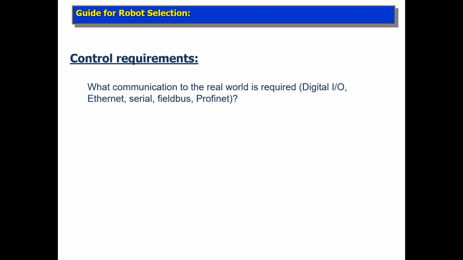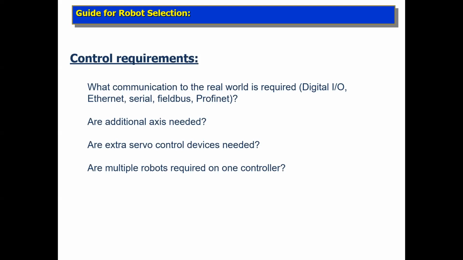Then which control do we need? Some digital input output, or Ethernet, some serial connections, field bus, Profinet. Do we need maybe some additional axes? And that's as well possible. Do we need some extra servo controllers? Is it maybe more than one robot? And then do we program them in a master-slave way, or how are they connected to each other?